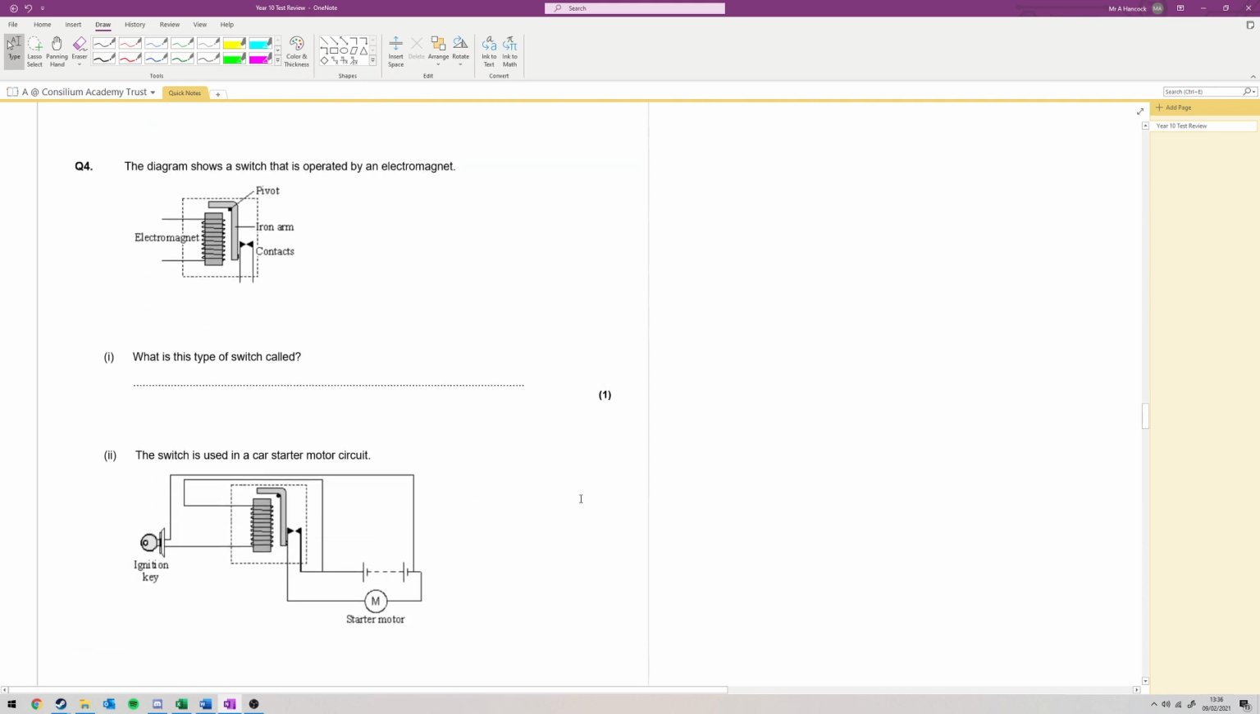Right, question 4. What is this? This is a relay. What is the point of it?